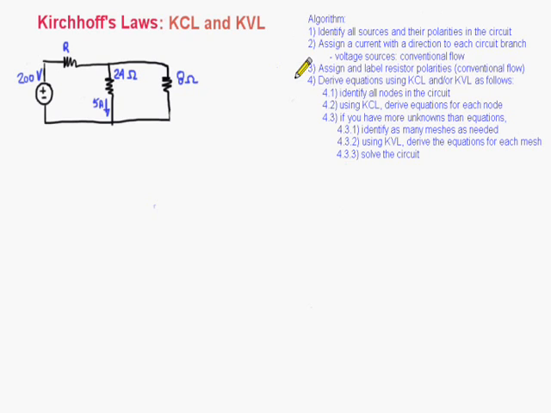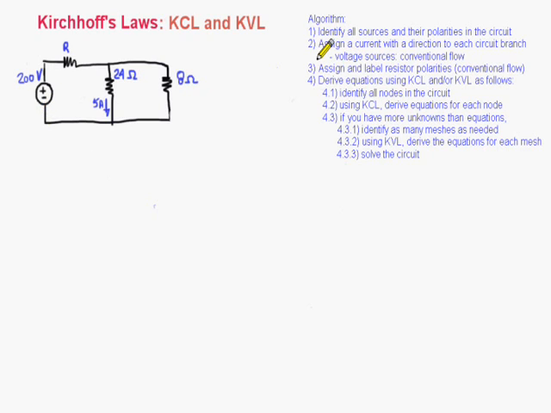Here I have an algorithm that shows us step by step how to solve this circuit or any circuit using Kirchhoff's laws. So the first step here is to identify all sources and their polarities in the circuit. Here we can see that we have only one source, and the polarity of this source is already assigned. We have the positive pole here, negative down here.